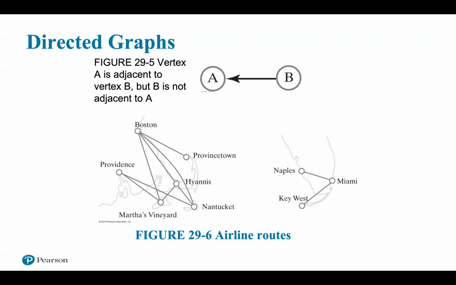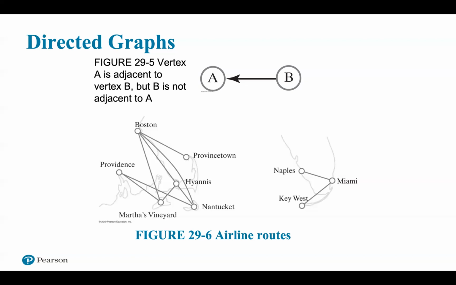The complete undirected graph has half that number of edges. For example, the graph in figure 29.4b has four vertices and four times three divided by two, or six edges. To make the graph directed and complete, we would replace each edge with two directed edges, which results in a graph having 12 edges.